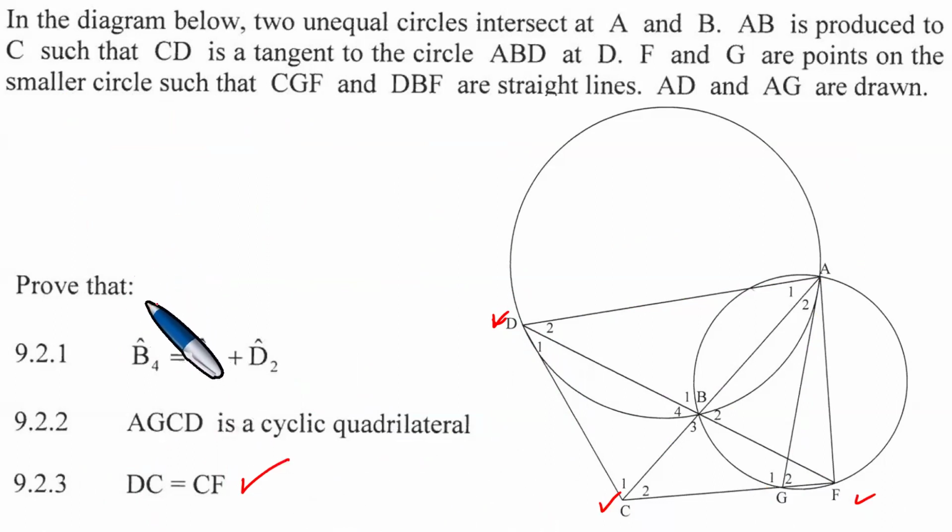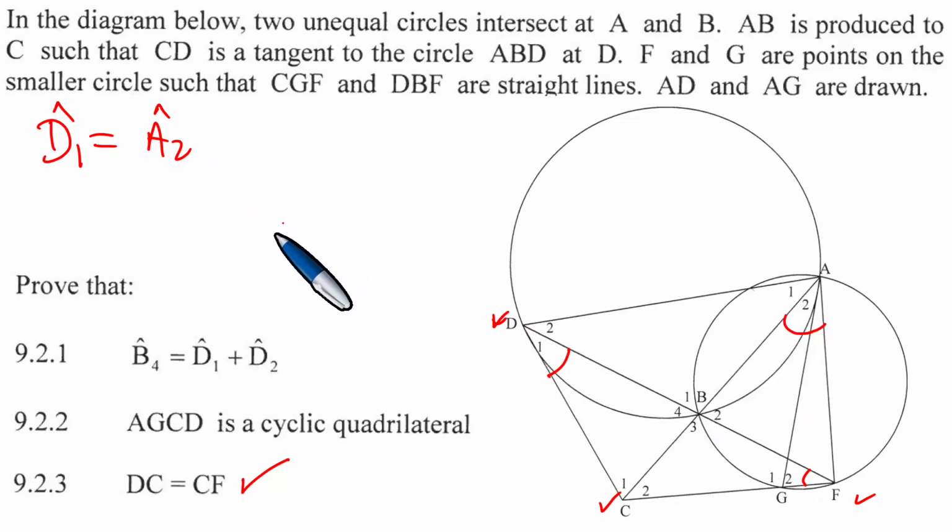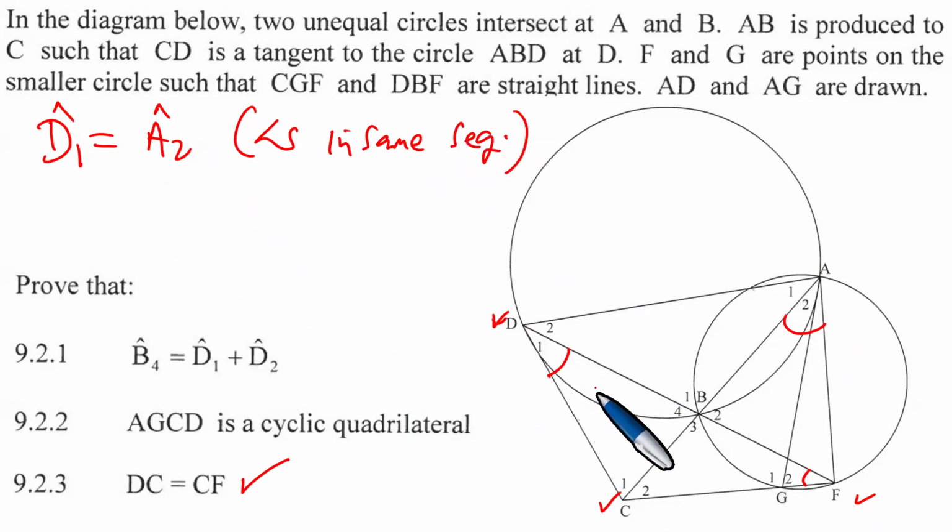So, how do we prove this? To prove this, we will attempt to prove that angle D1 equals angle F. Let's start by noting that the angle D1 is equal to the angle A2. Let's look at this carefully. Why is angle D1 equal to the angle A2? These are angles in the same segment. So D1 equals A2, these are angles in the same segment.